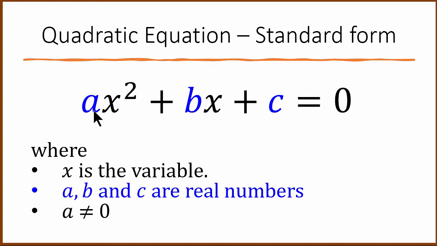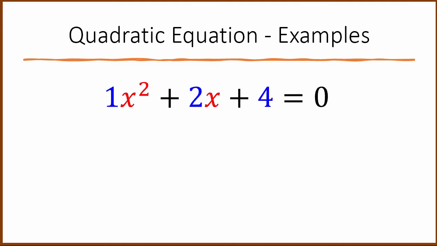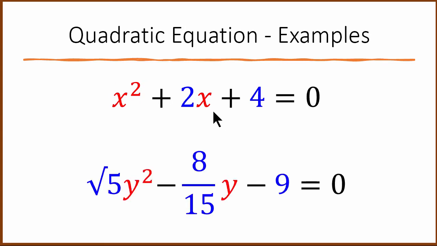Let's look at a couple of examples. In this example, we have x squared plus 2x plus 4 equals 0. Now, you may think that there is no a in this case, but actually there is. It's just assumed. You can think of a as being 1. So in this case, a is 1, b is 2, and c is 4. All of them are real numbers, a is not 0, and the variable is x. So this is a quadratic equation.